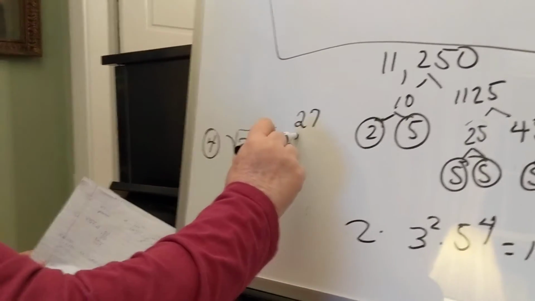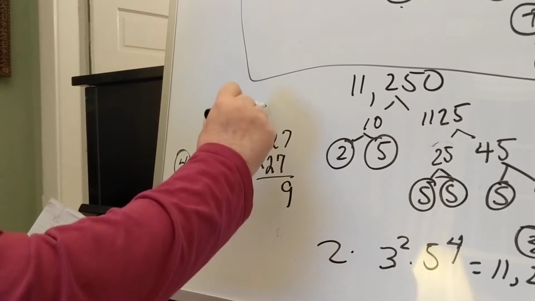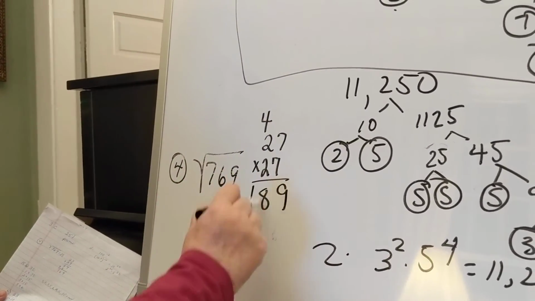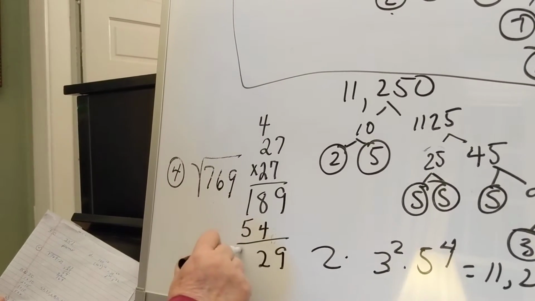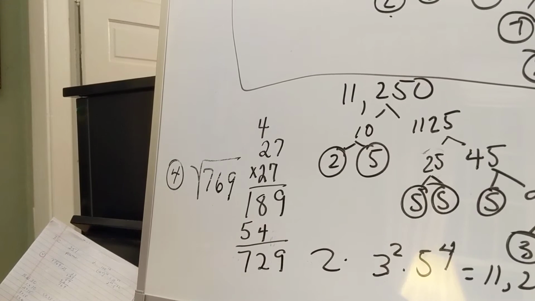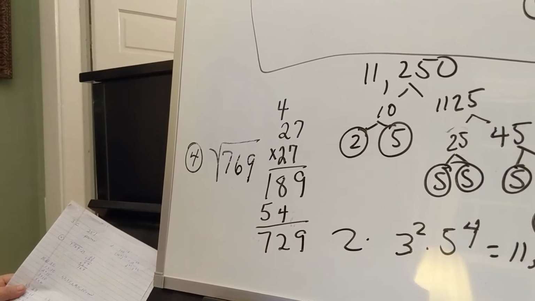27. How about that one? Because 7 times 7, that's 49. Let's try this one. There we go. No, but that's close. That is as close as I believe that we might get.